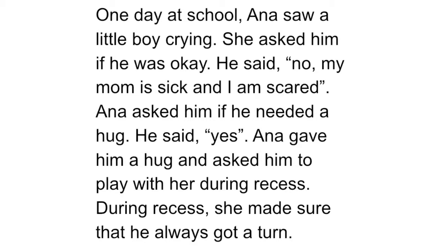One day at school, Anna saw a little boy crying. She asked him if he was okay. He said, "No, my mom is sick and I am scared." Anna asked him if he needed a hug. He said, yes. Anna gave him a hug and asked him to play with her during recess. During recess, she made sure that he always got a turn.